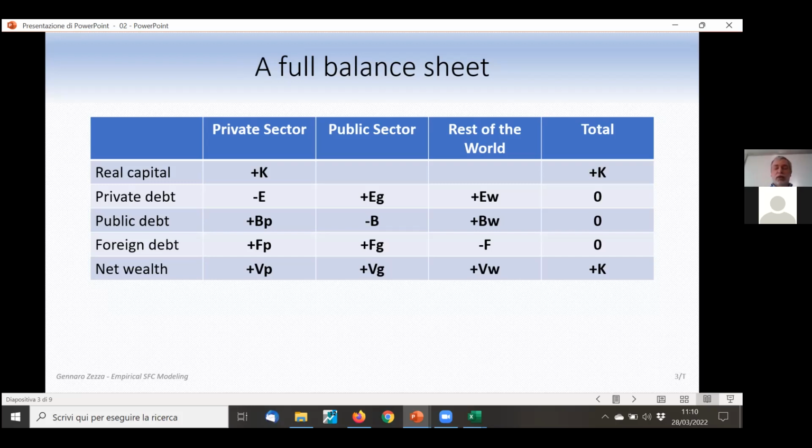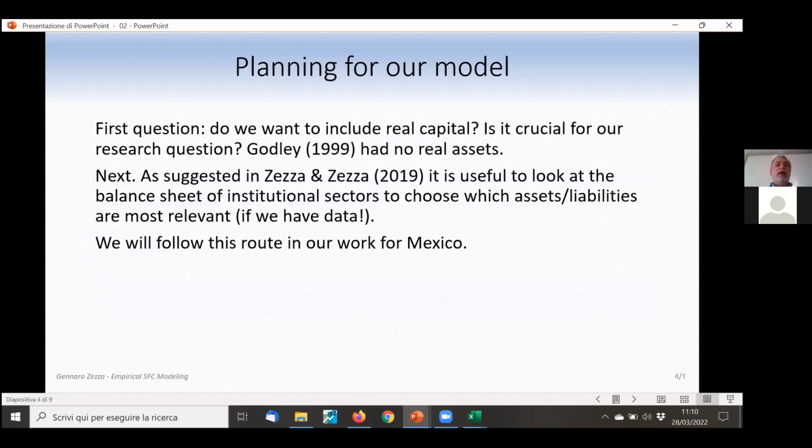So what we suggest, what we will do here, is to have this general structure, but then to go and look at the data of the balance sheet to see which assets are relevant in that particular country. And from there, we will develop our balance sheet, and from our balance sheet, we will have the details of what we need to have on the transaction matrix.